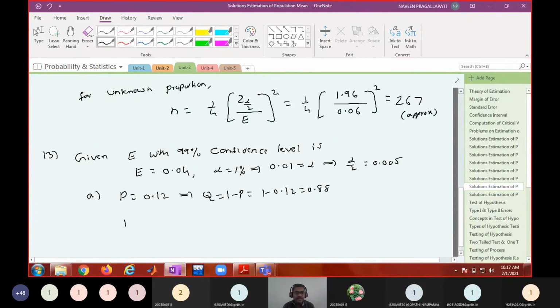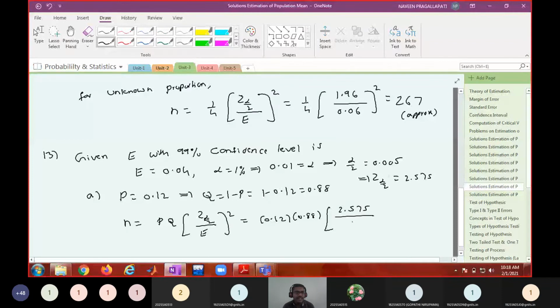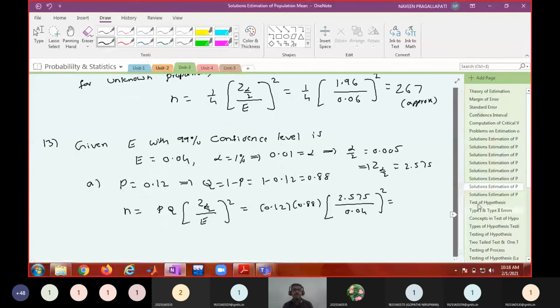So what is the sample size n equal to PQ into Z alpha by 2 by E whole square. So this is 0.12 into 0.88 into Z alpha by 2. What is Z alpha by 2 for this? 2.575. So 2.575 by E, 0.04, whole square. Find out the approximate value. 438, sir. Approximately 438. Okay.